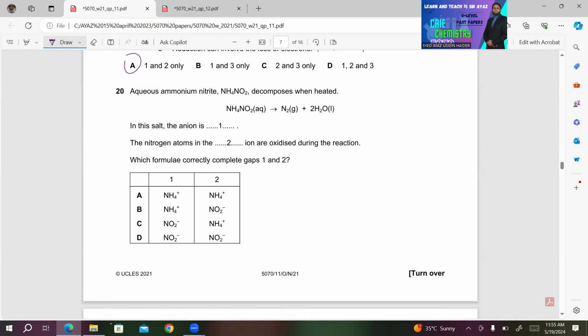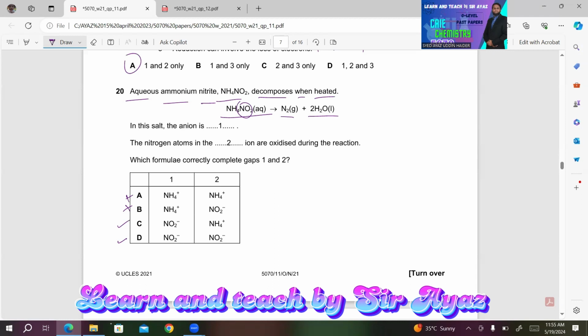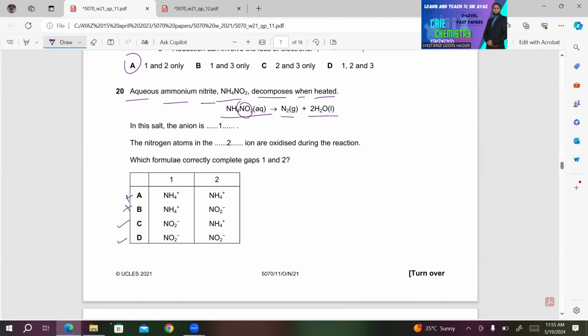Number 20. Aqueous ammonium nitrite, NH4NO2, decomposes when heated. NH4NO2(aq) gives N2(g) plus 2H2O(l). In this salt, the anion must be NO2 minus. So where is NO2 minus? Either C is correct or D is correct. Both A and B are incorrect. You see, in this way, I have narrowed down the choices. Now it becomes easier for me to choose the right answer. You can do this. Practice this activity in the exam. This will help you a lot in getting the accurate answer.